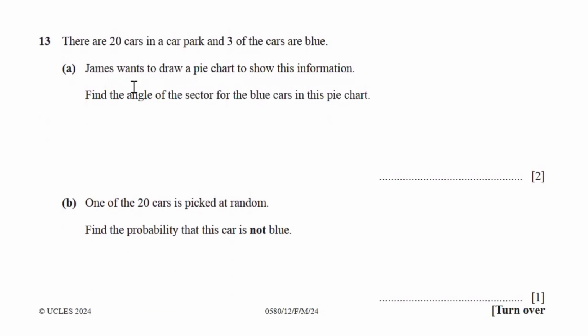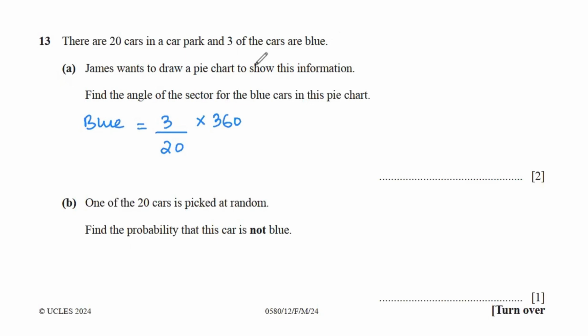Question 13 says there are 20 cars in a car park and 3 of the cars are blue. James wants to draw a pie chart to show this information. Find the angle of the sector for the blue cars in this pie chart. So if 3 of the cars are blue, that's 3 out of 20. To find the angle of the sector, you times the fraction for the blue cars by 360, because 3/20th of the pie chart represents your blue cars.